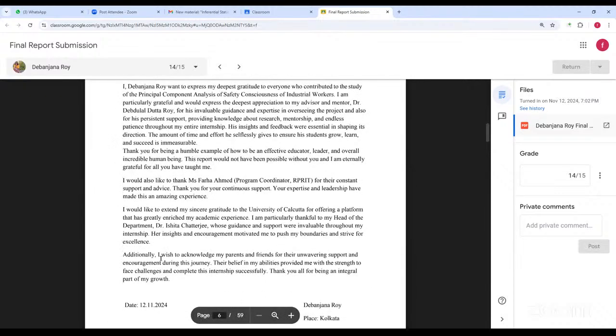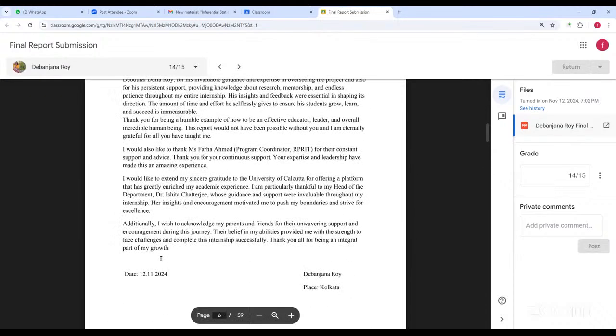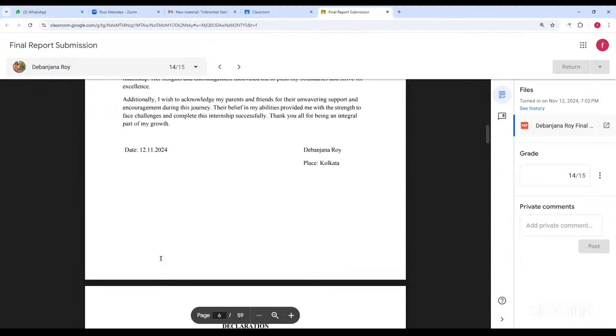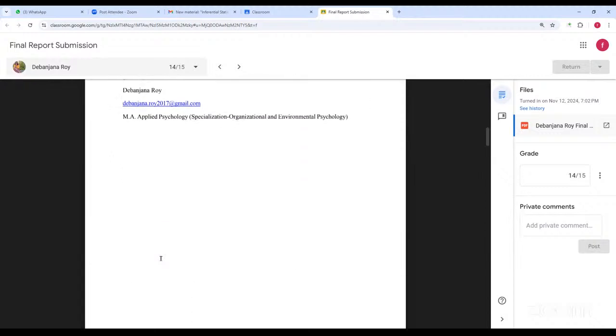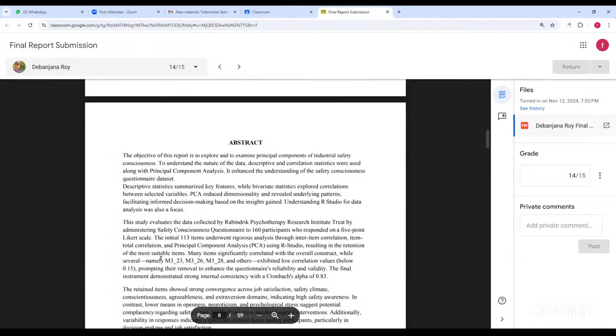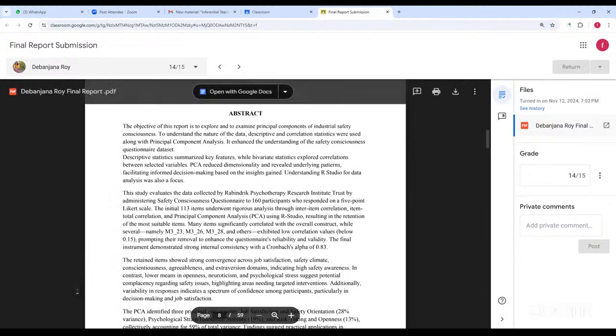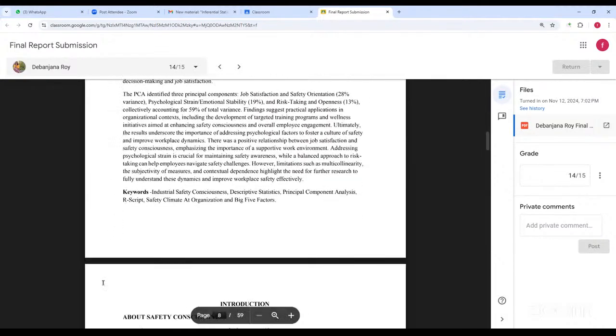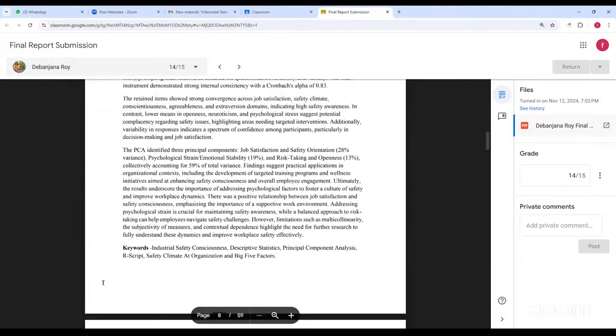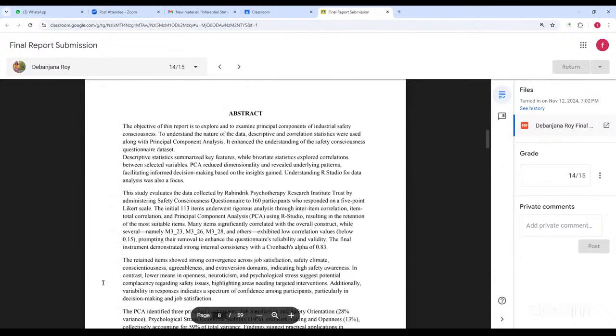Next will be acknowledgement. After the acknowledgement, you have to write down the declaration. Then abstract. In the abstract, you have to write down the background of the study, objectives, methodology.